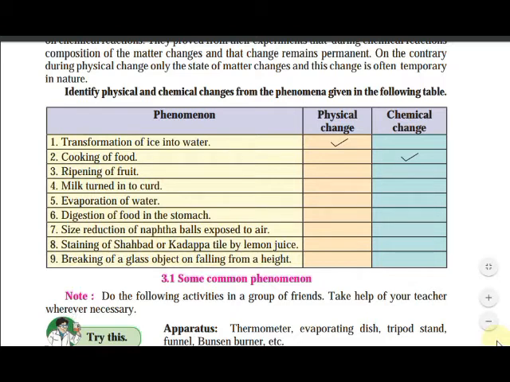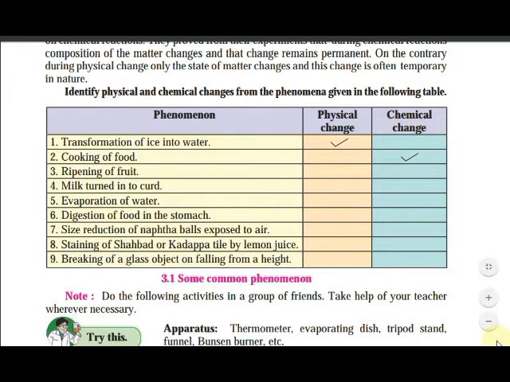Which change is seen over there? We can see a physical change: the green color changes into yellow color. Physical change we can see. But actually this change is related to a chemical change, because if a fruit is ripened, it does not turn back into a raw fruit. Yes or no? So this change is a chemical change.